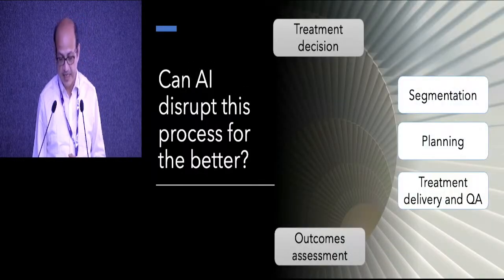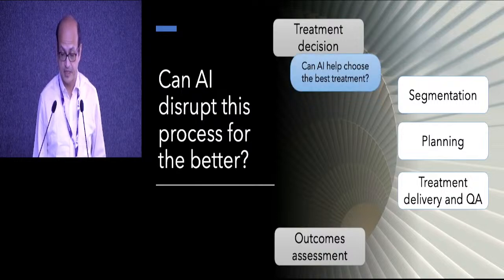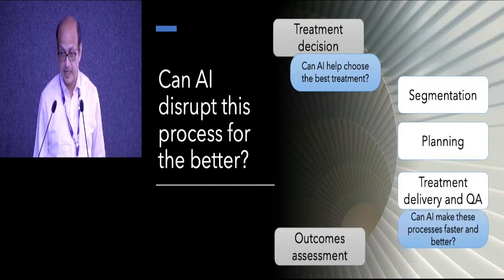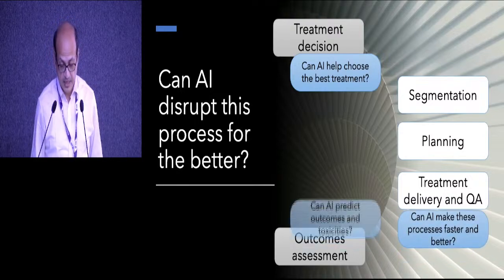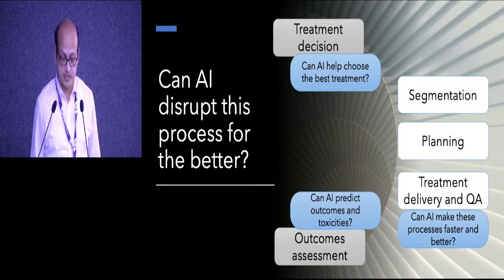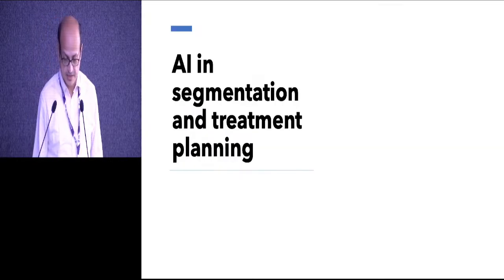So can AI disrupt the process for the better? Can AI help choose patients for better treatments? Can AI help us do our technical stuff better? Can AI predict outcomes and toxicities? So where are we now in this process?